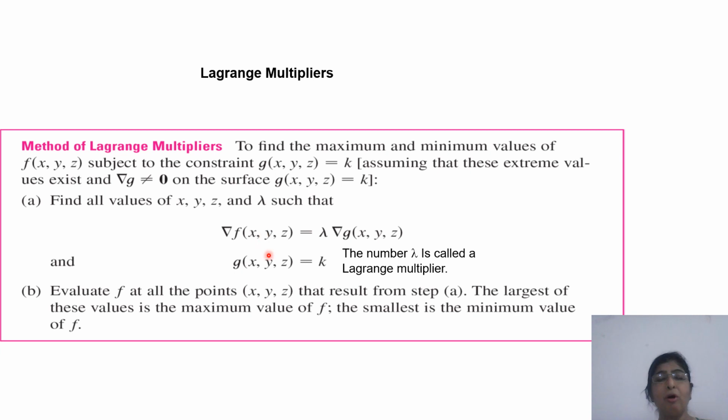So we have to solve it, and on solving this we will get some points. Then you have to substitute those points in the given function. The largest of these values is the maximum value of f, and the smallest is the minimum value of f. So I have explained this step by taking components of this vector equation. That will be in a simpler form, which is explained in the next slide.